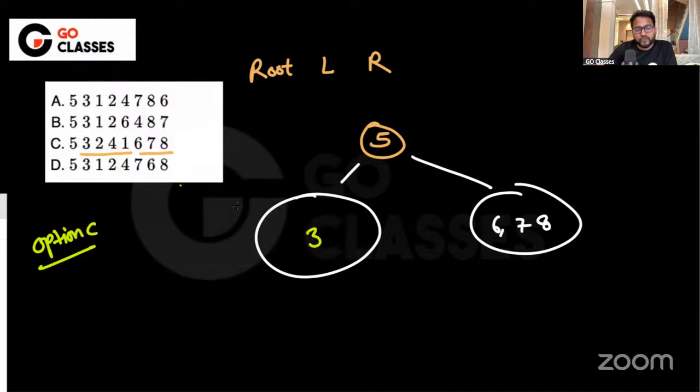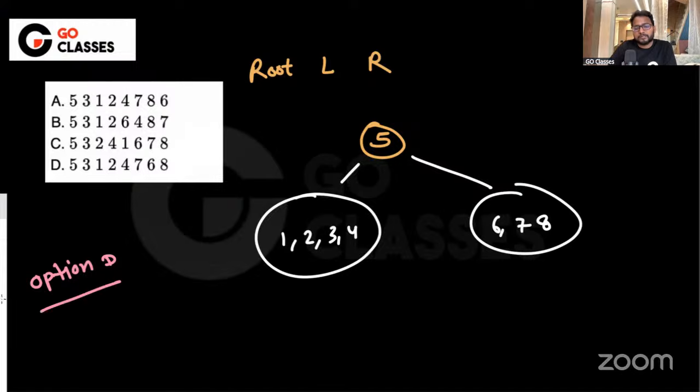You can always deal with the subtree separately. So now, if 3 is the root, then on the left 1 2 should be coming, on the right 4 should be coming. So on the left 1 2 should be coming here in some order. It could be any order actually, it doesn't matter. But here it is 2 4. Because of that, this is not the answer. Now let's check option D.